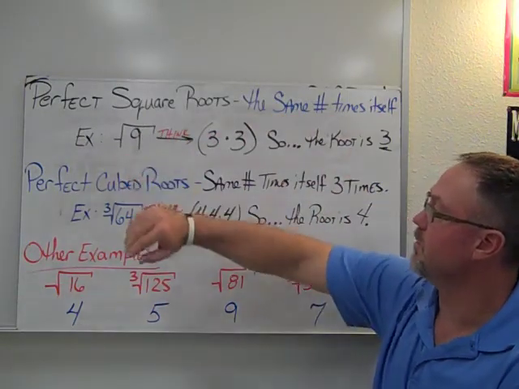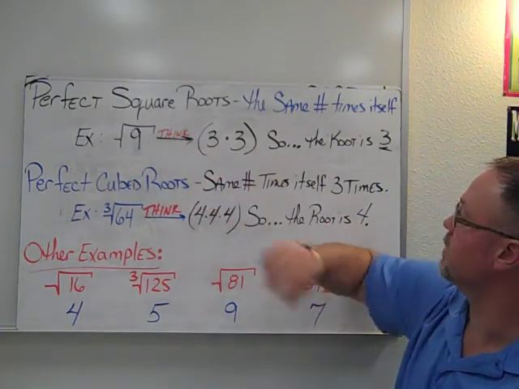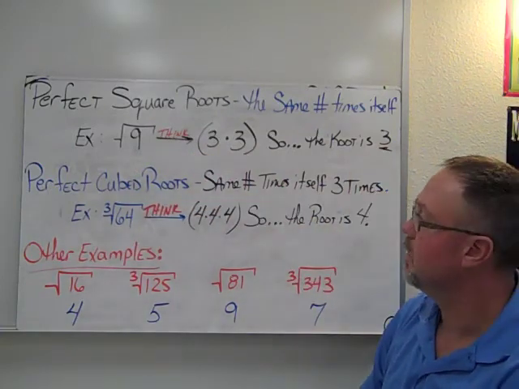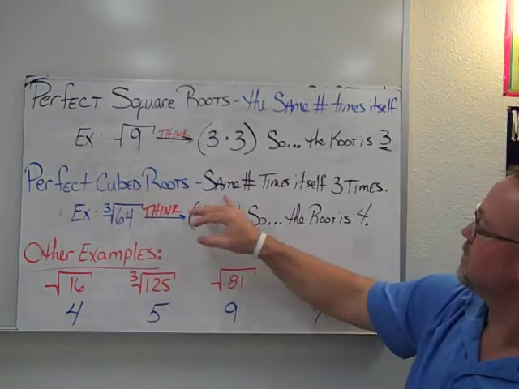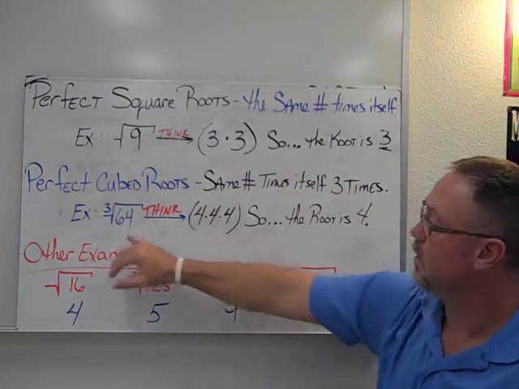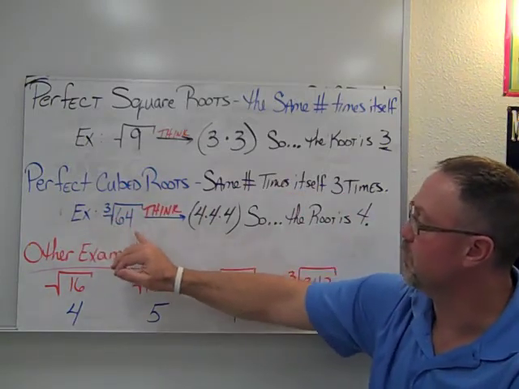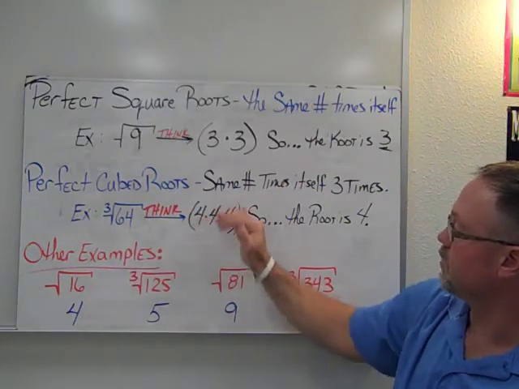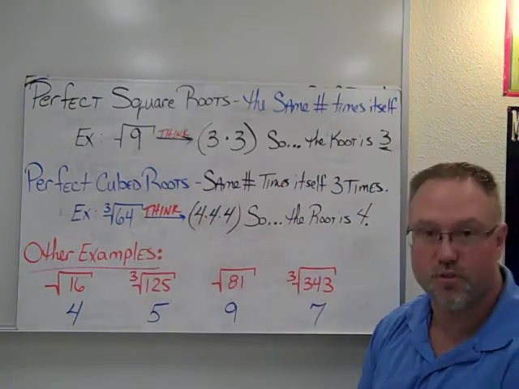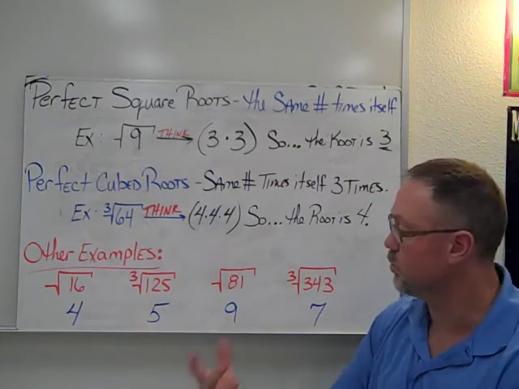So if I have the square root of 9, think of 3 times 3, so the root is 3. For perfect cubes, same number times itself 3 times. So if I have the cube root of 64, we want to think 4 times 4 times 4. So the root is 4. We're just coming up with an answer with 1.